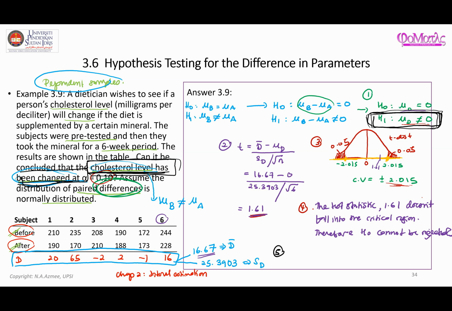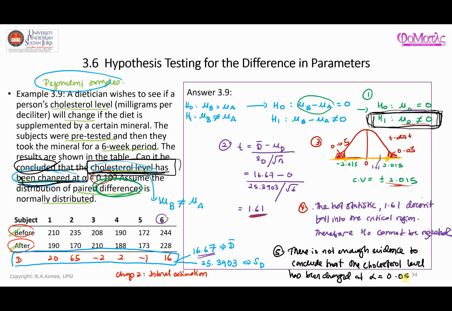So I'm going to say that there is not enough evidence to support this statement here. And what is this statement? There is not enough evidence to conclude that the cholesterol level has been changed at alpha equals 0.05. Oh, sorry, at alpha equals 0.10.